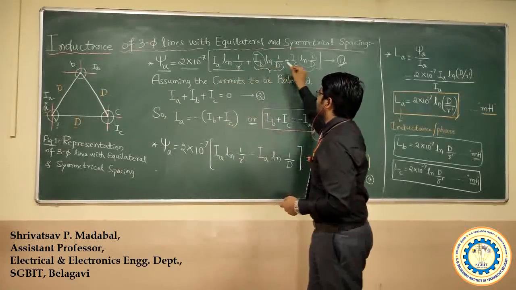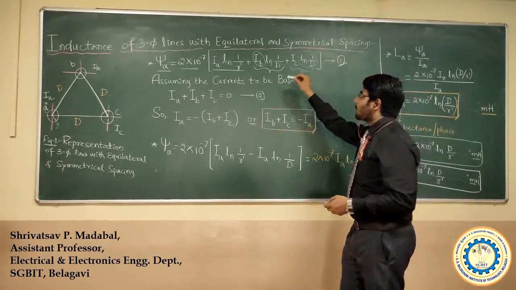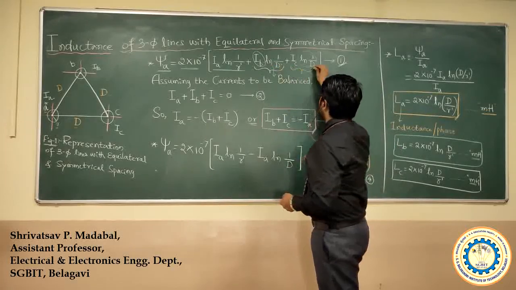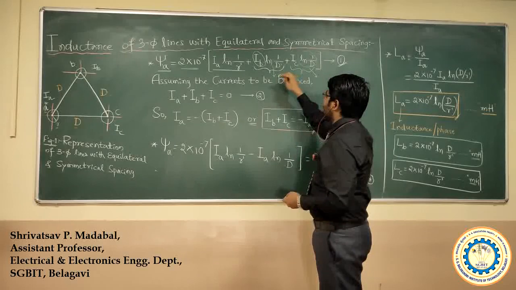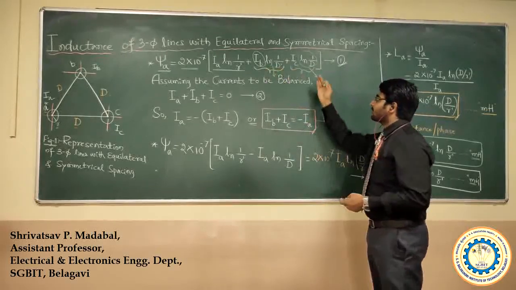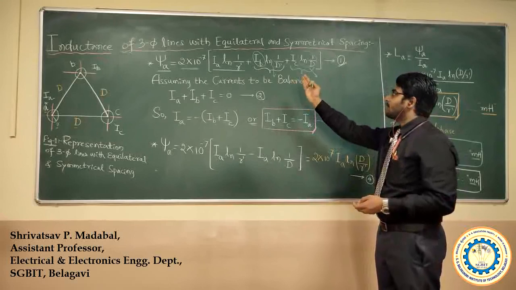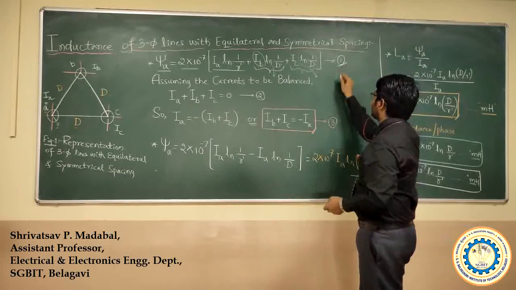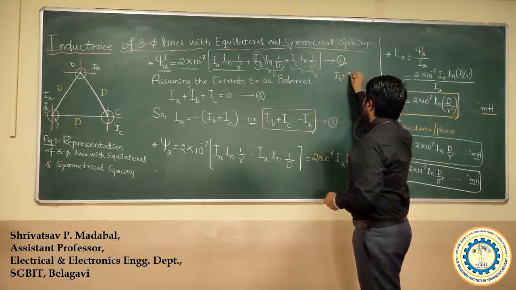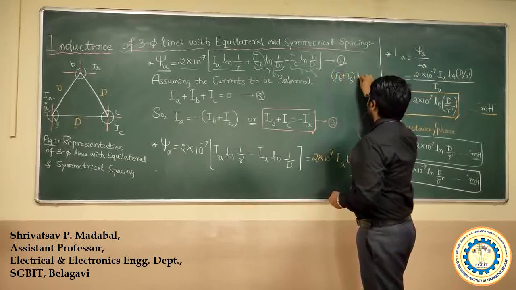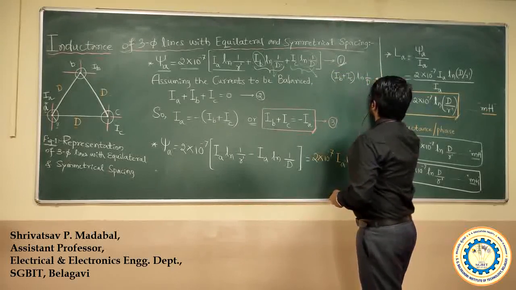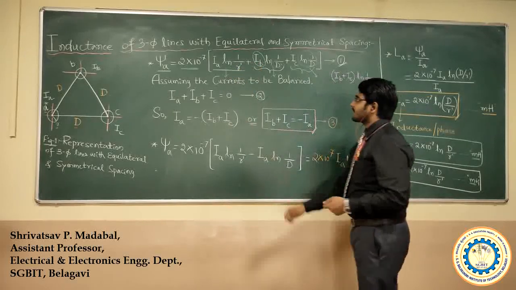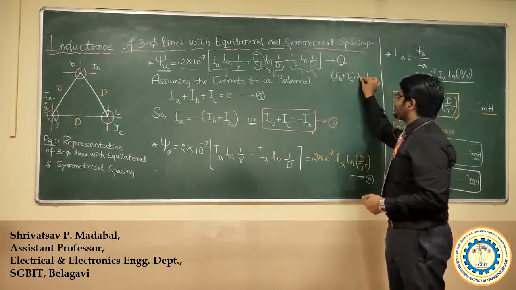I want to express the terms IB and IC, which have a common parameter, ln of 1 by D, in the second and third terms. So if I take it out, it will be IB plus IC times ln of 1 by D. So the first term comprises IA ln of 1 by R dash, and the second term is IB plus IC ln of 1 by D.